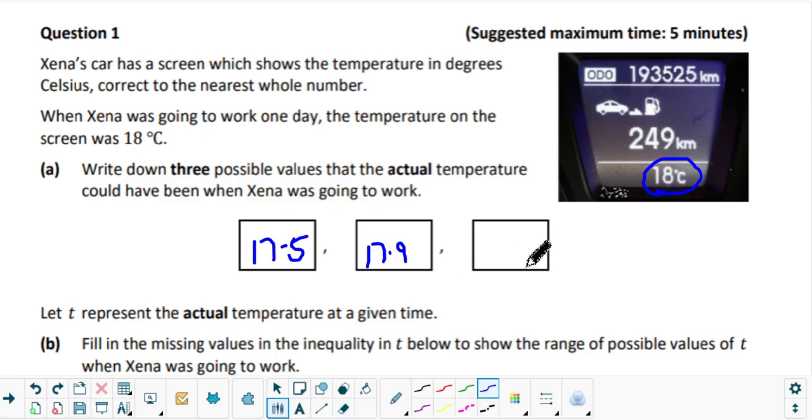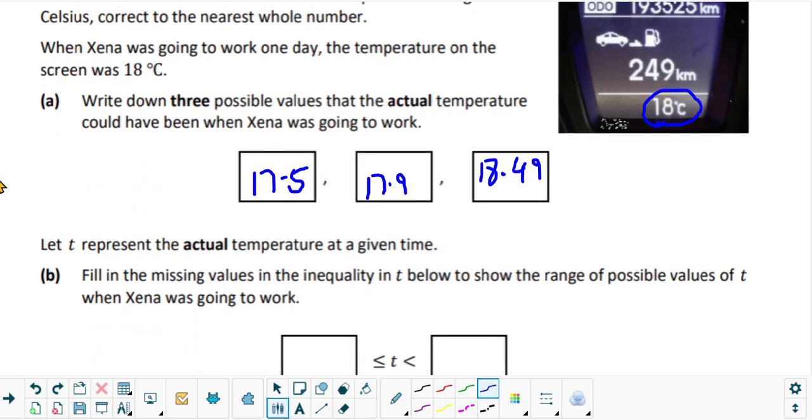Yeah. Could it be 18.5? Yes or no? No. Why? Brought up to 19. Maybe 18.49? Yeah, that'd be brought back down to 18. So we hope you all got that one, alright?